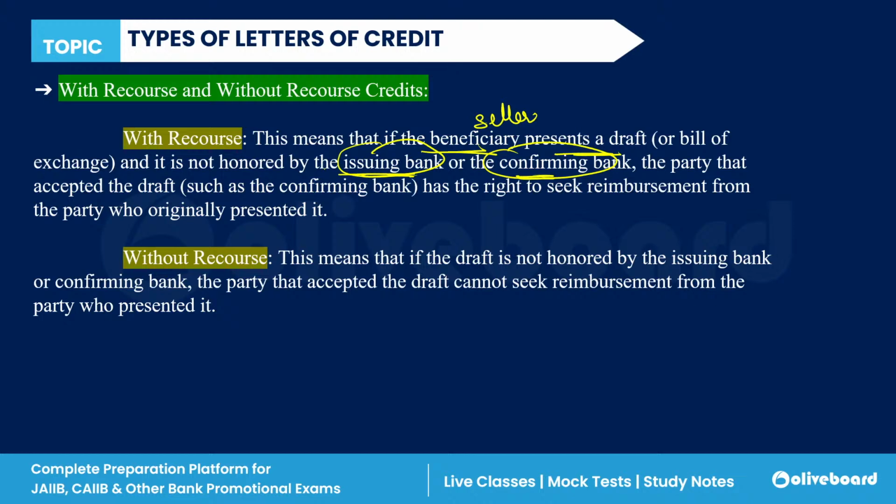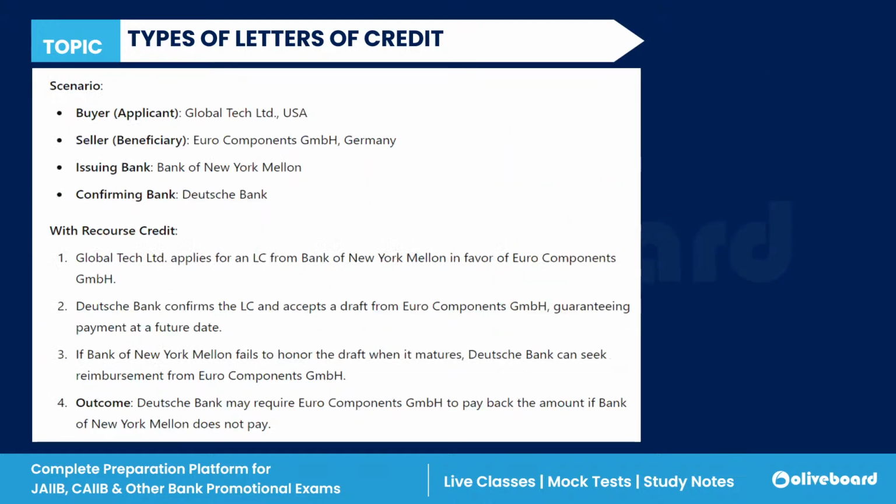Here, always remember what with recourse is. I'm just telling you examples. For example, there is a buyer, Global Tech, there is a seller, Euro Component, there is an issuing bank, and there is a confirming bank. The issuing bank and confirming bank are located in different places: the confirming bank is in the seller's location, and the issuing bank is in the buyer's location. Now, what is a with recourse credit?